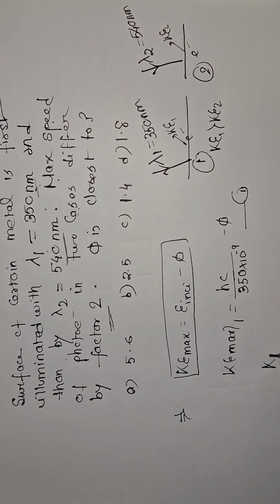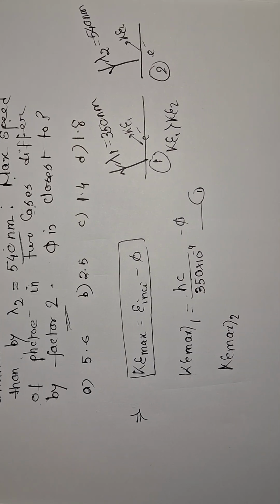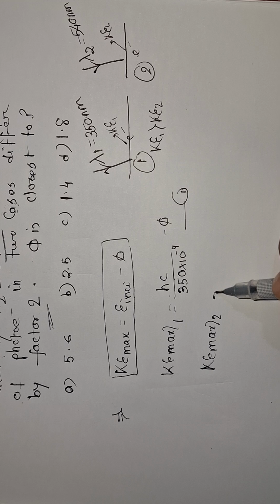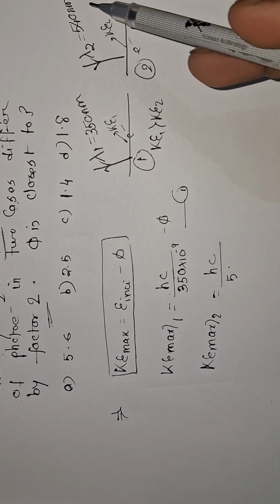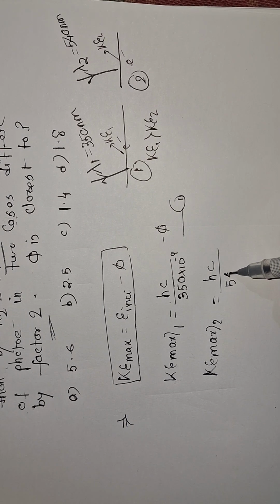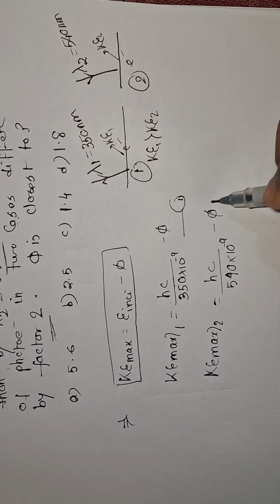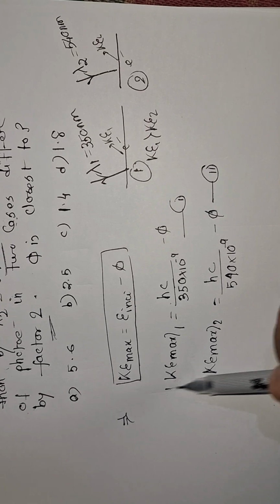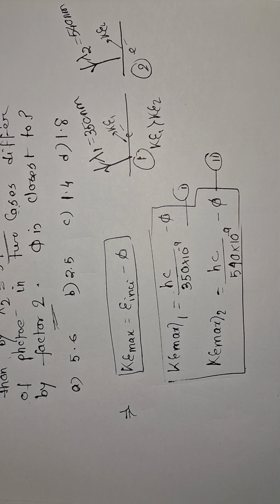For equation 2, similarly, we have illuminated the surface with lambda having a value of 540 nanometer. See, 540 is written here. I think you are seeing it, hc by 540 into 10 raised to the power minus 9, minus phi. This is my equation 2. Fine, these are my 2 equations. Now what are we going to do? We'll just solve it. This part is sorted, we need to sort the other part.